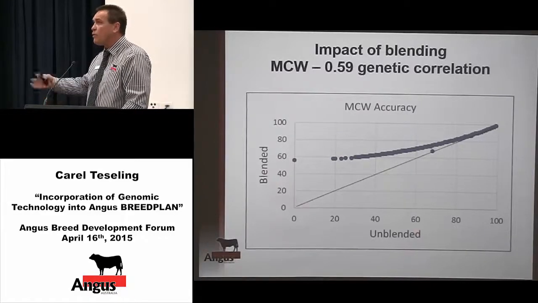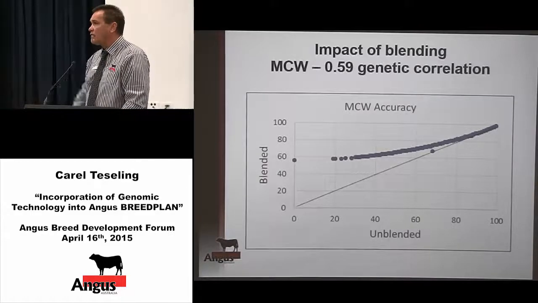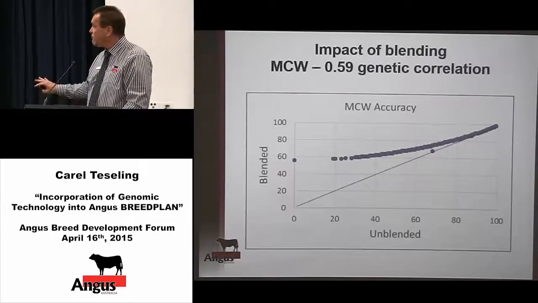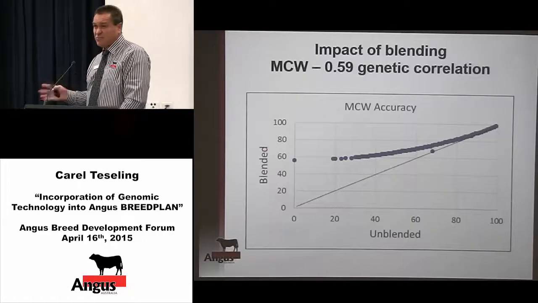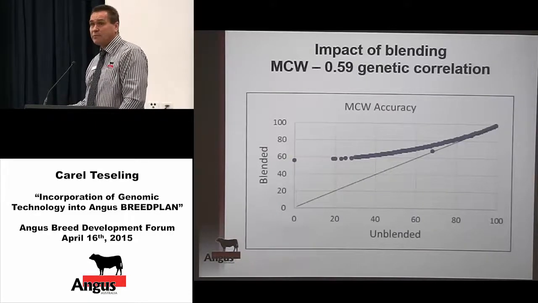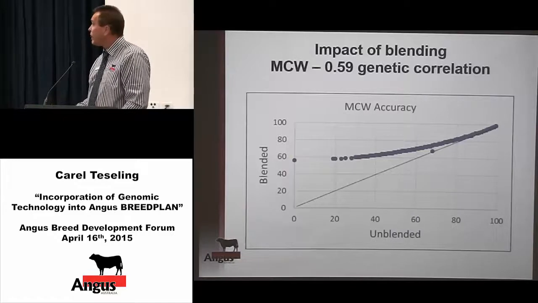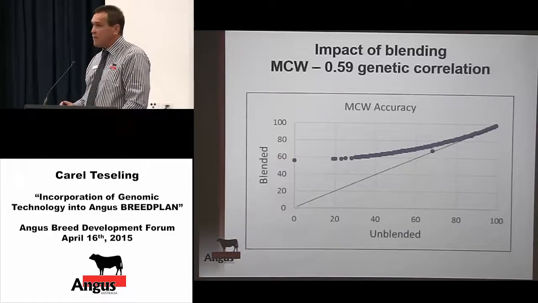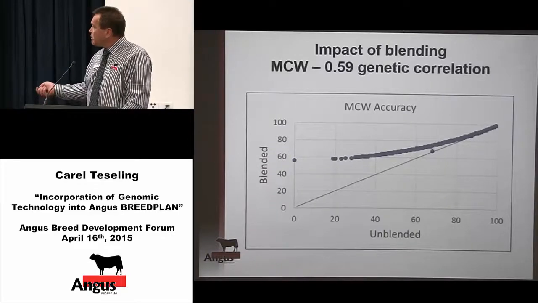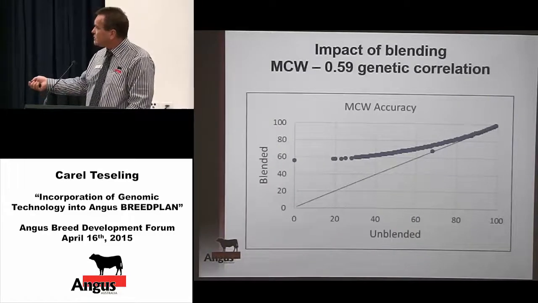So that is what you would normally have in BREEDPLAN if you didn't get the animals tested. I should say this is for about 8,000 animals that we currently have tested and where we have MVPs available. So that is the animals' unblended EBVs, and then that is the blended EBV accuracy. So of course, the accuracy.